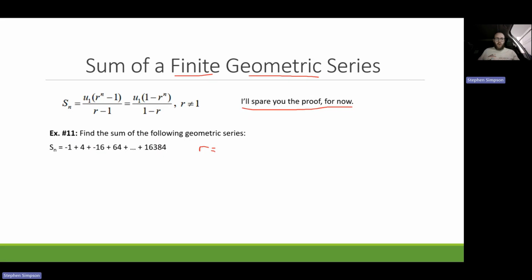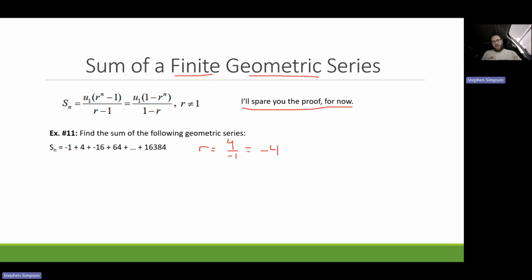What would I multiply a 1 by, a -1, to get a 4? Well, remember you can just divide consecutive terms. What's 4 divided by -1? It's -4. And that's a good way to calculate r. So r is -4. That's one thing I need for my formula. I also need an n for my formula.